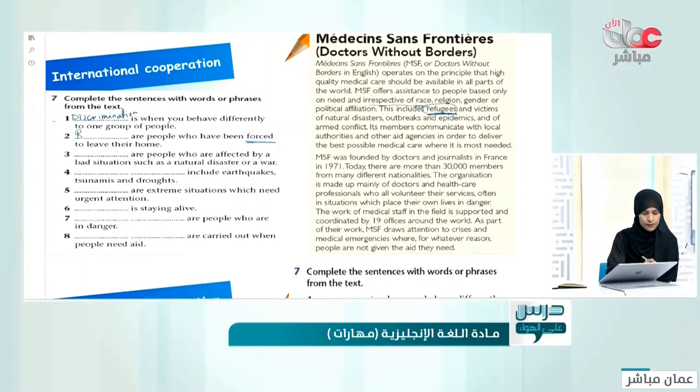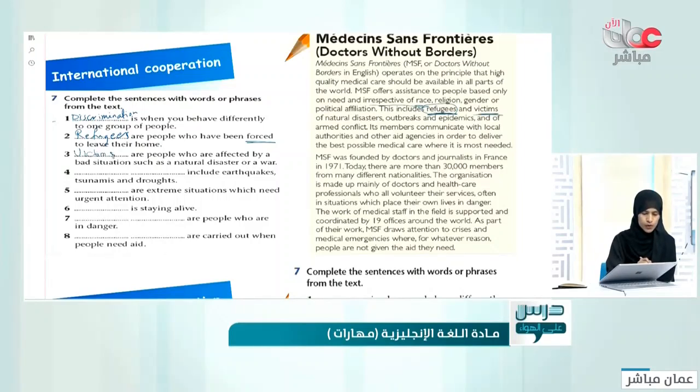So refugees are people who have been forced to leave their homes. Number 3 says, dash are people also who are affected by a bad situation, such as a natural disaster or a war. Now the people who are in a bad situation after some kind of a natural disaster or a war, it is out of their hands. They have become victims, we call them. So they are victims.